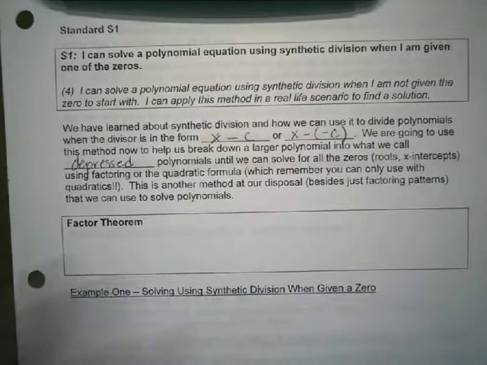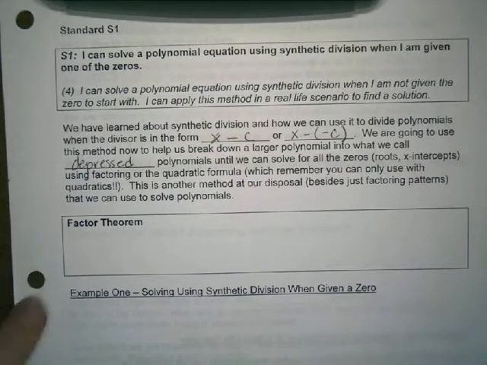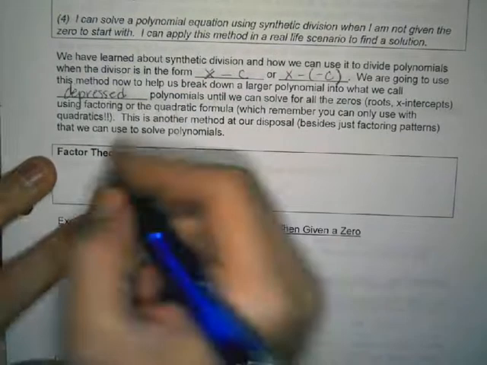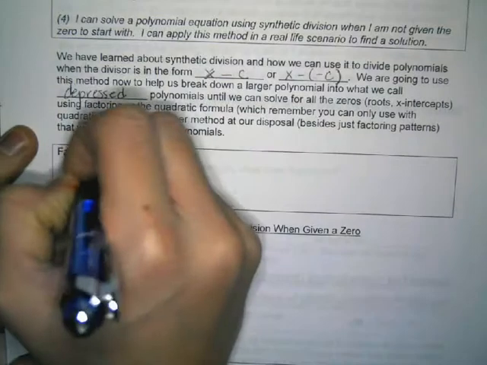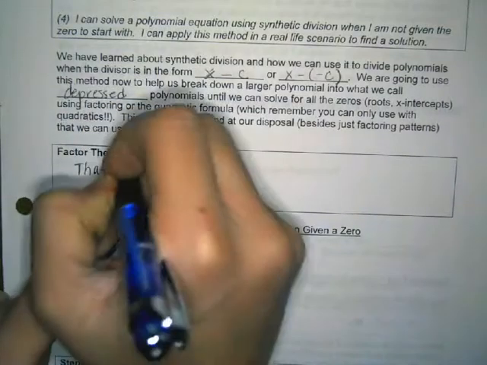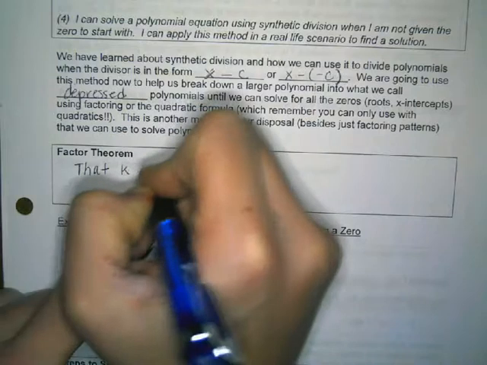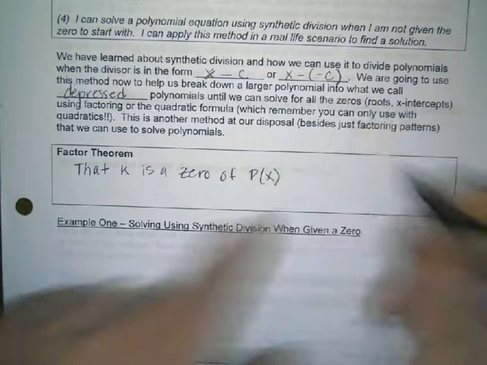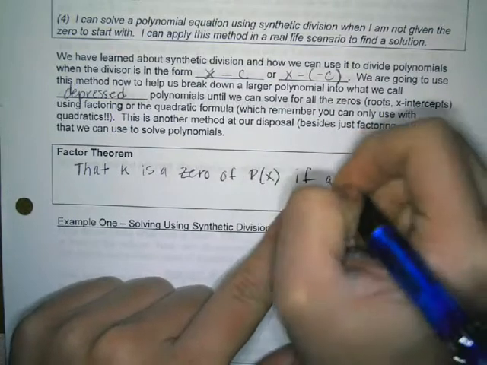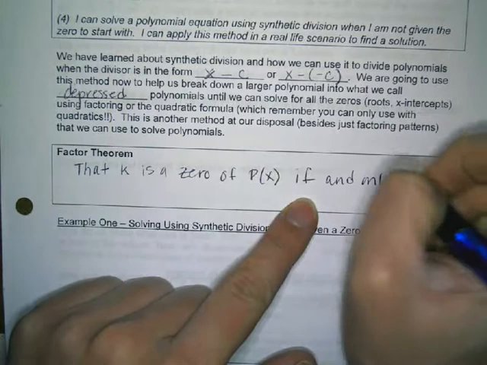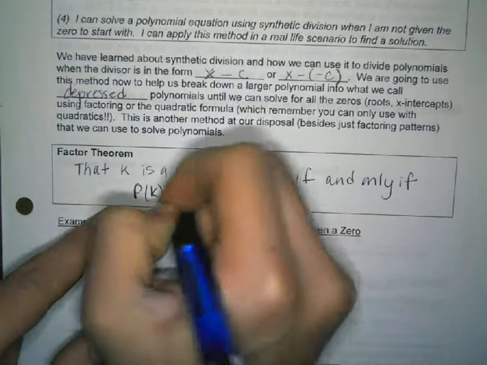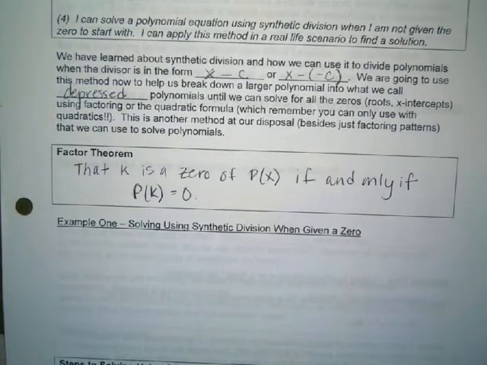Now, this is kind of called the remainder theorem, but really what we're focused on today is the factor theorem. The factor theorem states that some value k is a zero of p of x if and only if p of k equals 0. So, that's the general statement.